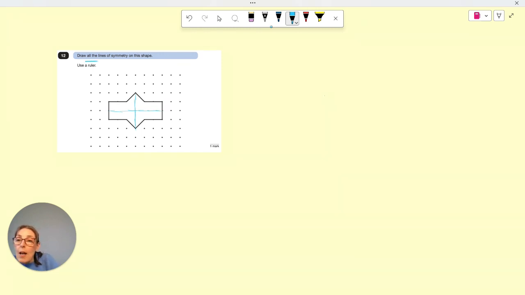Now, I haven't used a ruler. I just used things to do today. I recommend you use a ruler. Let's see if I can match it up. So there you go. So you'd just do that, wouldn't you? But you wouldn't do it as thick as me because it's a lighter line.